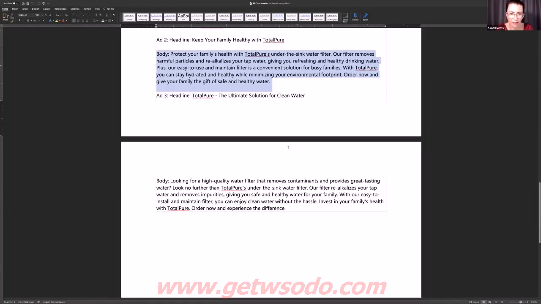Look at that third one. That's terrible. Total Pure, the ultimate solution for clean water. I would scroll past that stuff, especially if you want your ads to be native. Like, that's terrible.